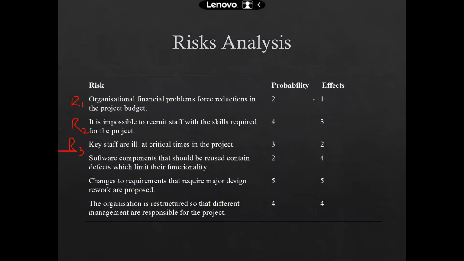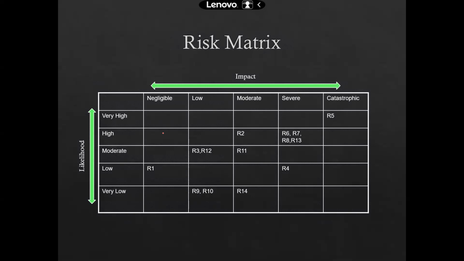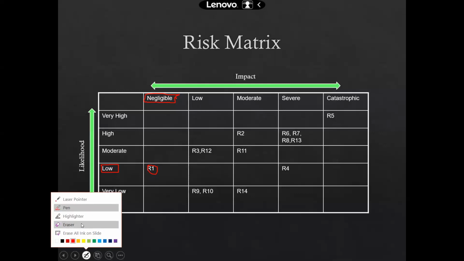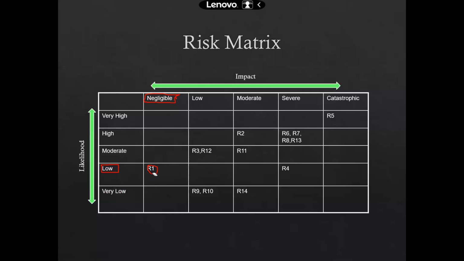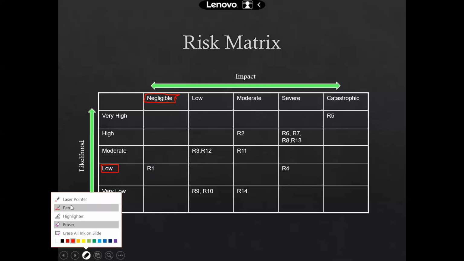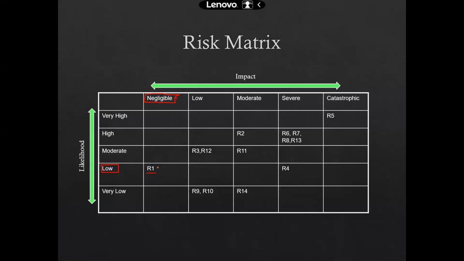Now 2 was low and 1 was negligible, right? So what we are going to do is we can actually see the low over here, which is the likelihood, right? And then negligible over here. So this is basically R1. We are going to put this risk over here, which is R1, right? Okay. So let me make it more clear. This is R1, right? R1 was with the probability of occurrence low and its impact was negligible.